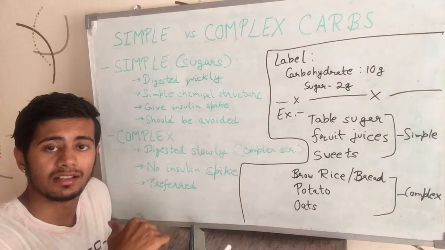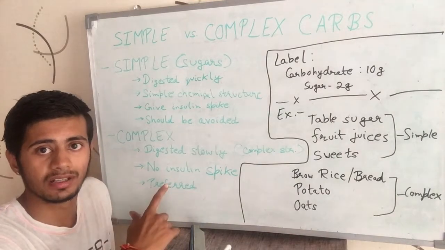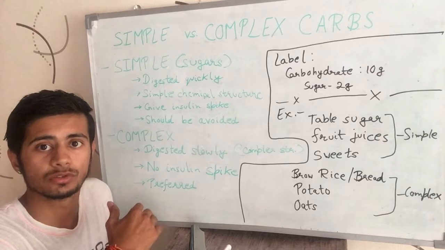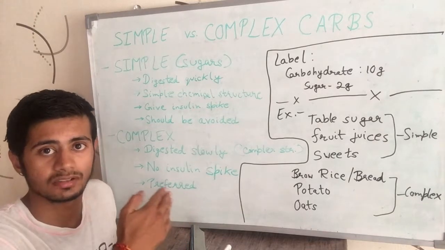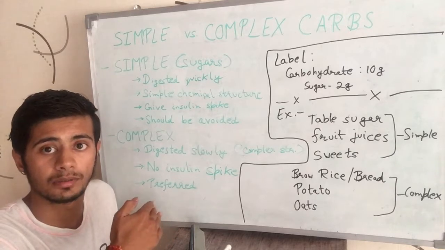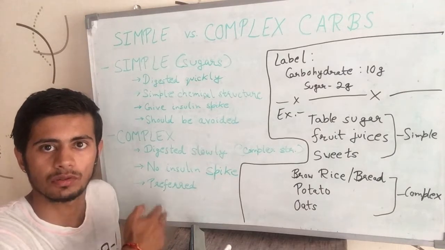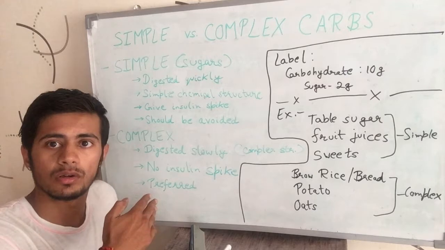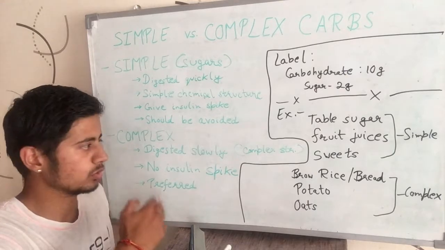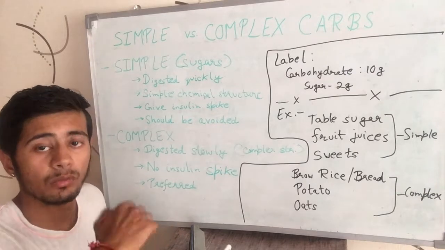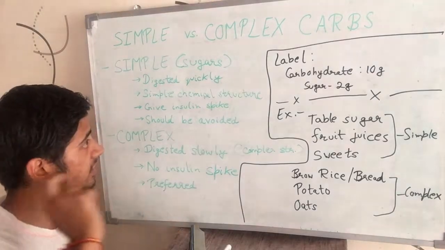Complex carbohydrates are much more preferred over simple carbohydrates because they do not give you an insulin spike. So you should have most of your carbohydrates as complex carbohydrates. Ideally, you should have all of them as complex carbohydrates, but if you cannot do that practically, then have most of your carbohydrates as complex carbohydrates.